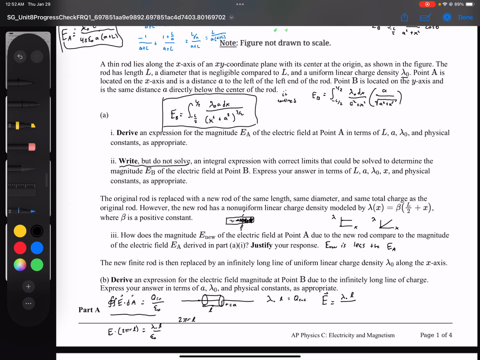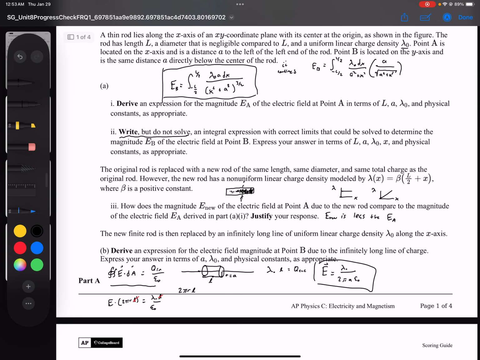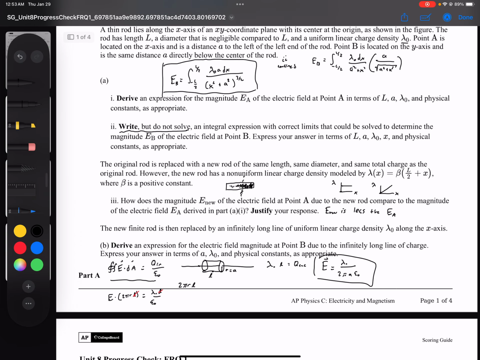And notice here that the L's are going to cancel out. So the L's are going to end up canceling out. And then we have lambda naught divided by 2 pi a times epsilon naught. And that's going to be our answer. All right. So now let's move on to the next one.